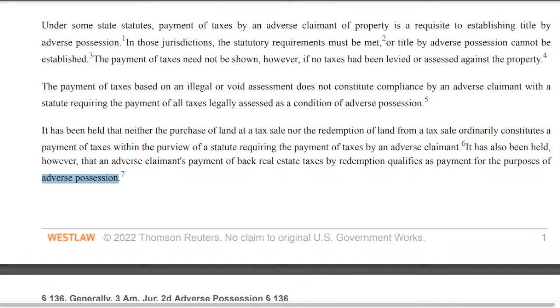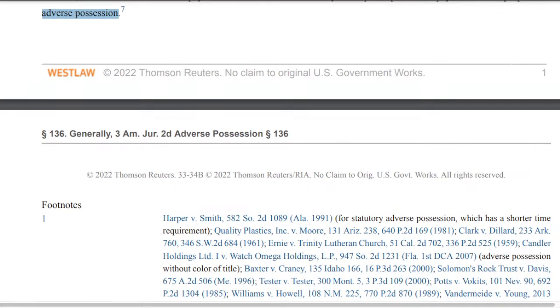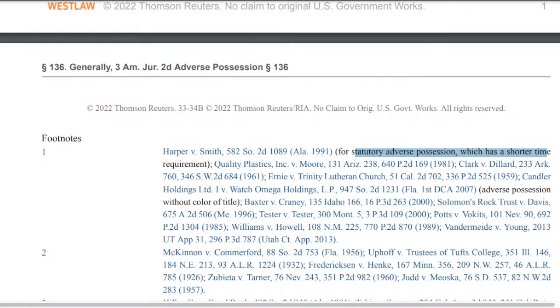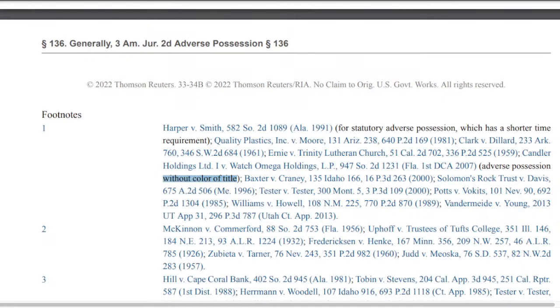So there's another little curveball. And the first footnote. So let's look at this. For statutory adverse possession, which has a shorter time requirement. Wait a second. So okay, payment of taxes, yeah. Okay, so it is footnote 1. So let's see what we got here. 1991, 81, 61, Florida 2007. Adverse possession without color of title. Oh. Look at all these cases. 2013, 1989, 2000. So there's quite a few cases here. All these cases are worthwhile looking into considering taxes.